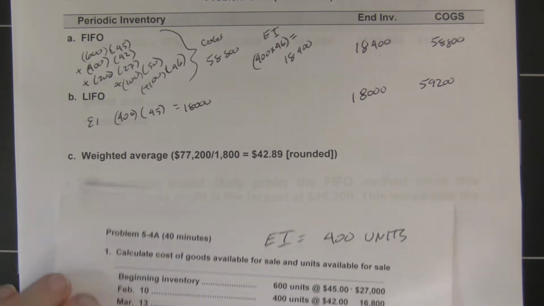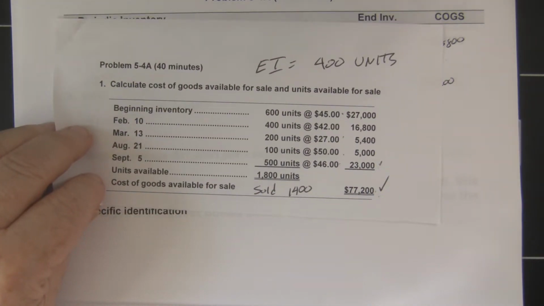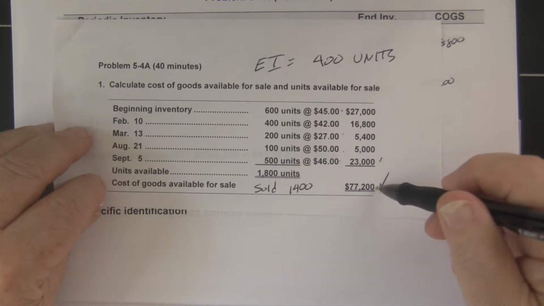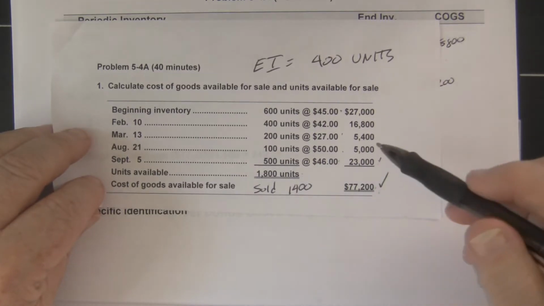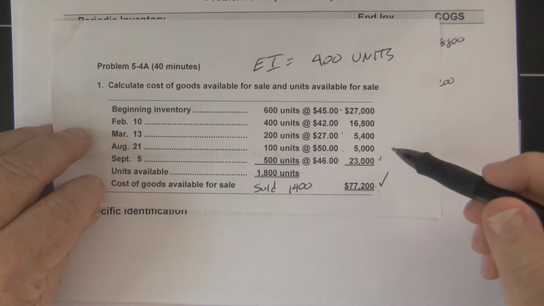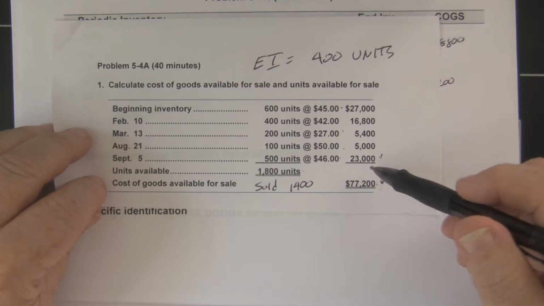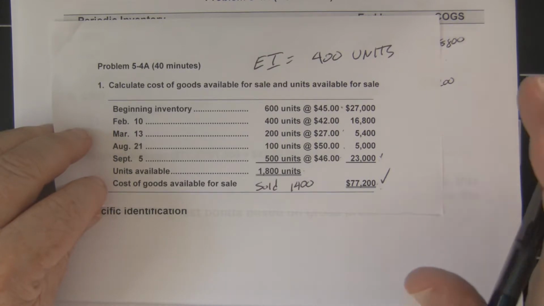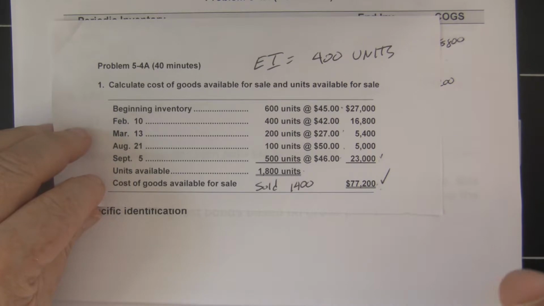Weighted average, refer back to this. What you do for weighted average is you take the total dollars, divide by the total units to come up with a make-pretend average kind of sort of price for all the units. It's a method that is very common. It's used quite a bit, but it really makes no sense.